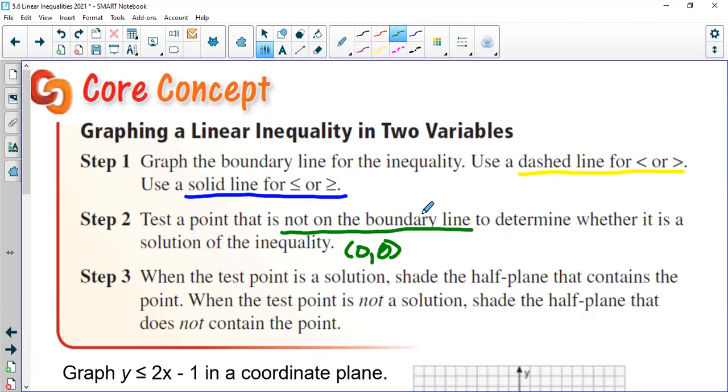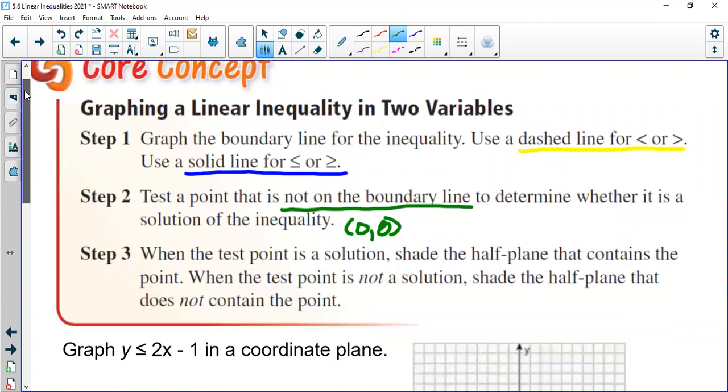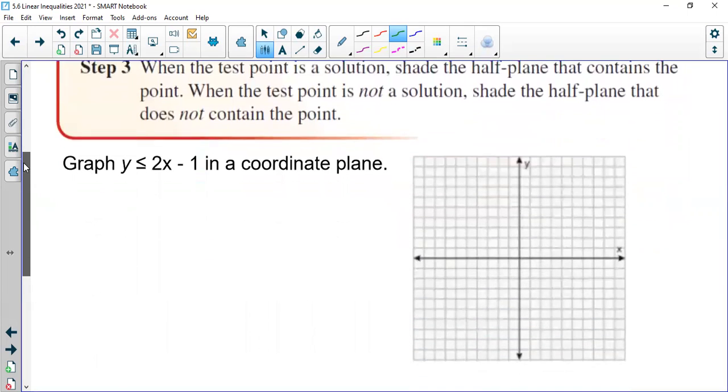And we're going to determine the truth value. Is that point a solution? And then we shade through what makes it true. All right, so let's go ahead and look at some examples.